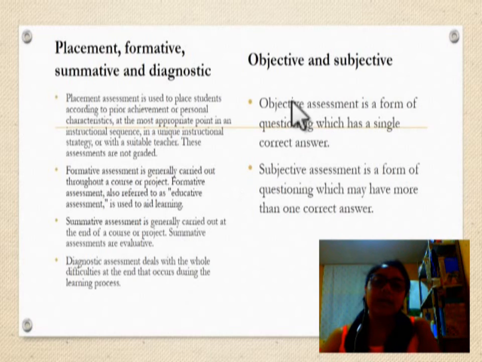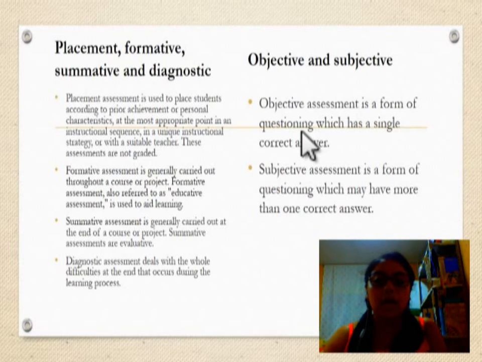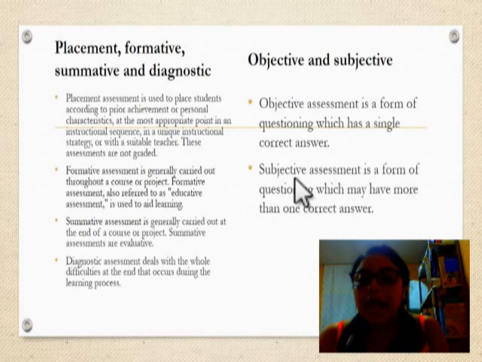The second is objective and subjective. Objective assessment is a questioning which has only one correct answer, and subjective assessment is a questioning that has two or more correct answers.